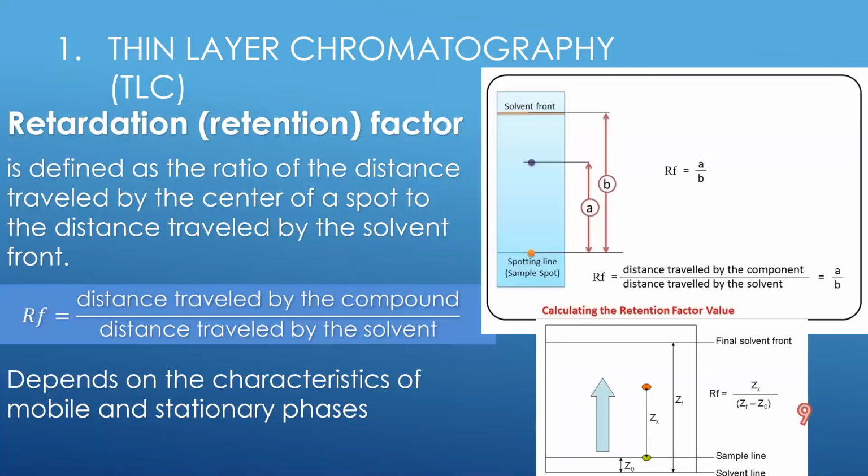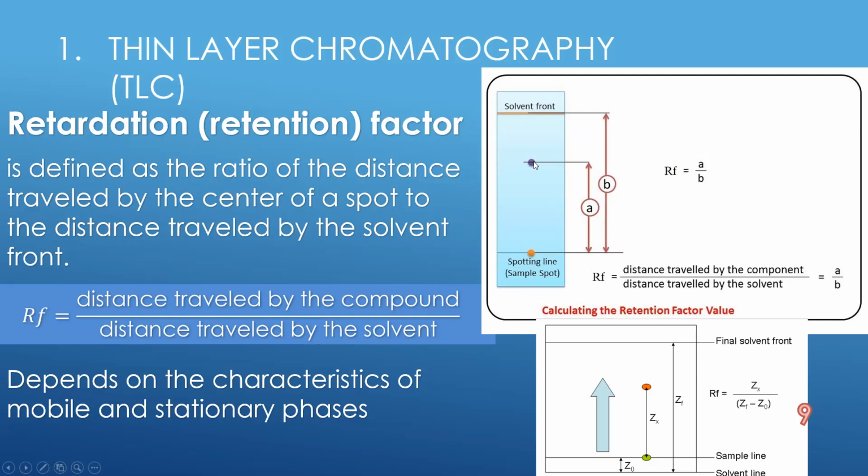The next, we should examine what the retardation factor is. The retardation or retention factor is defined by the ratio of the distance traveled by the center of a spot to the distance traveled by the solvent front. The solvent front distance is the distance from the spotting line to the finishing line, which is marked on our plate, and the distance traveled by a spot or substance is measured to the center of that spot.